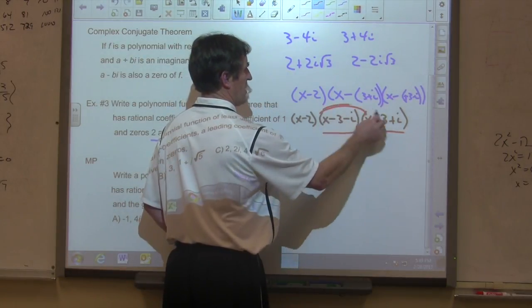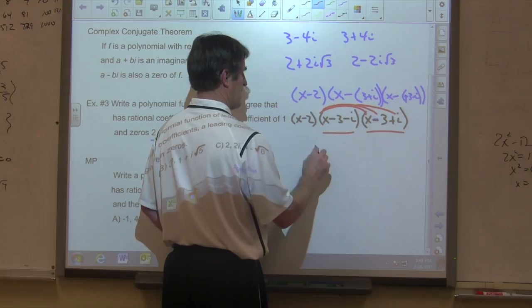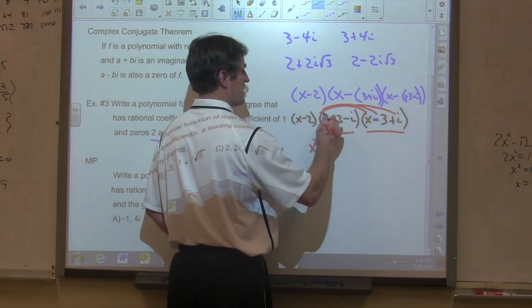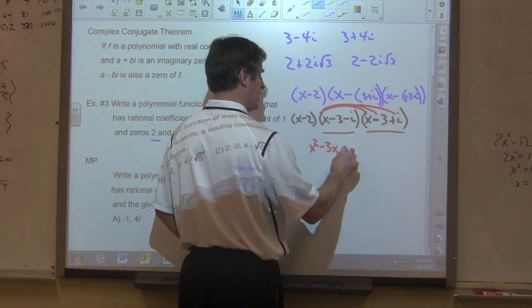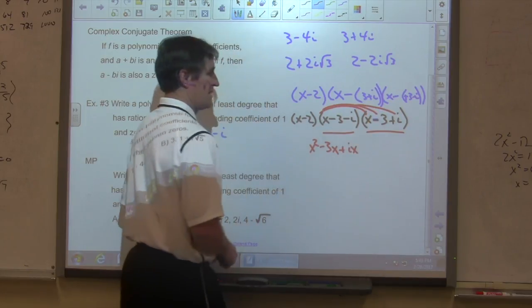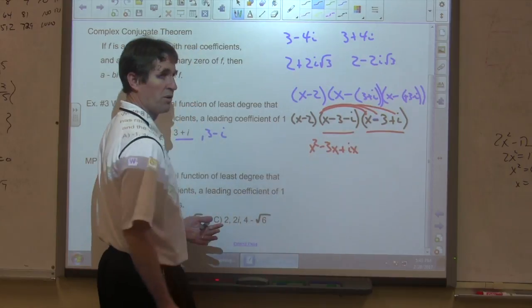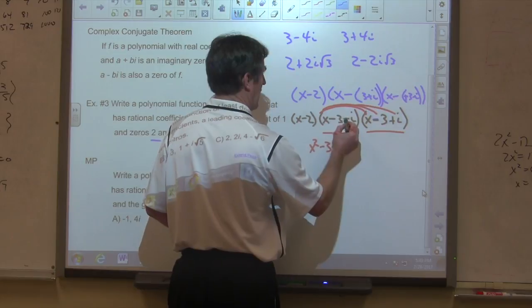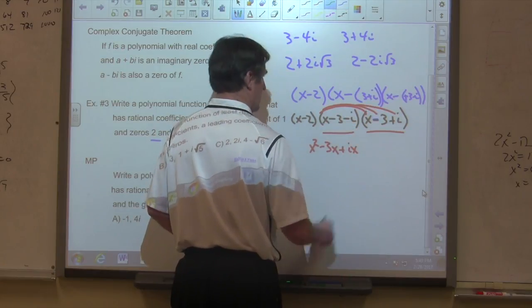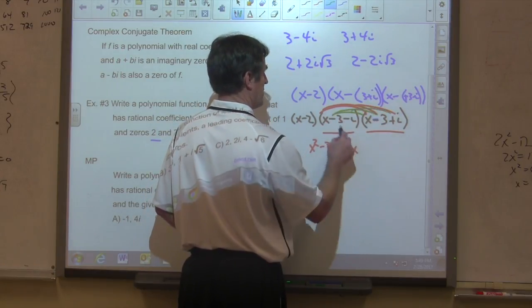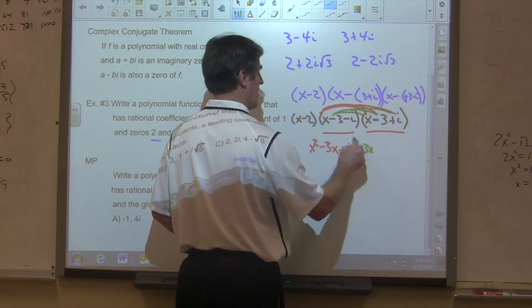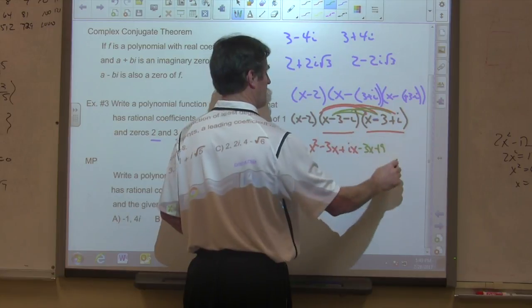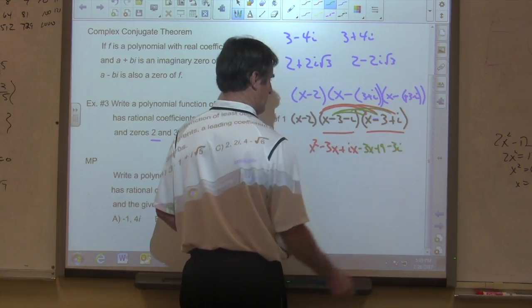So I'm going to go x times everything. So x times x is x squared. x times negative 3 is negative 3x. x times i would be ix. It doesn't make a difference what order those are in, usually they're done alphabetically. So now I'm going to multiply by negative 3 to everything. So negative 3 times x is negative 3x. Negative 3 times negative 3 is a positive 9. And negative 3 times i is a negative 3i.